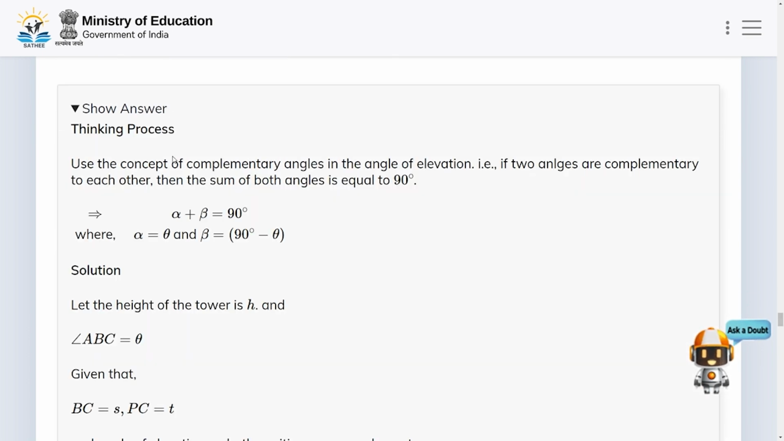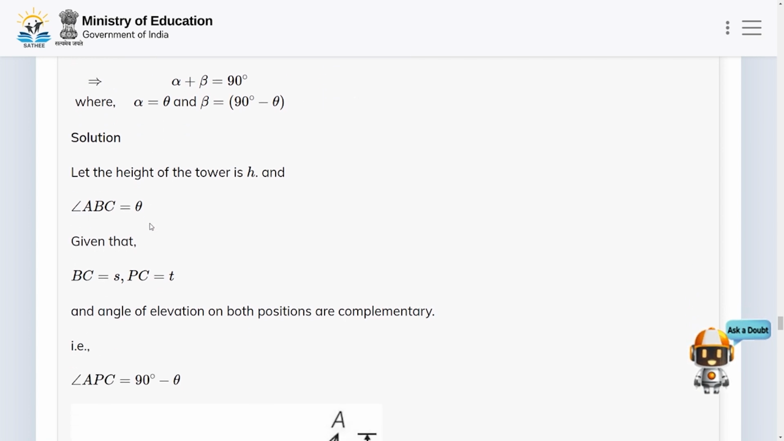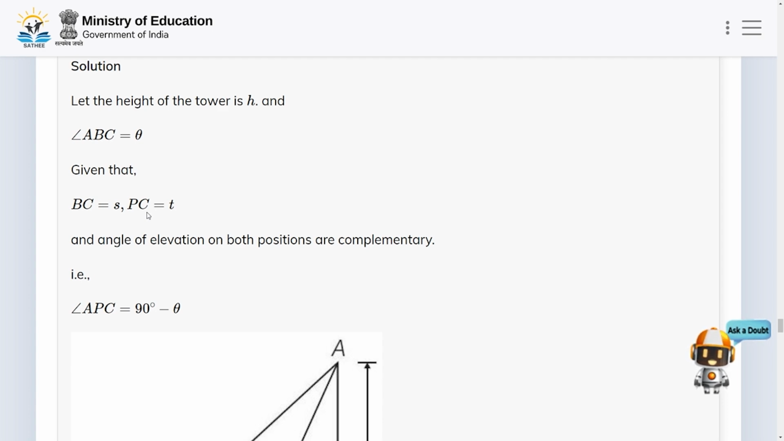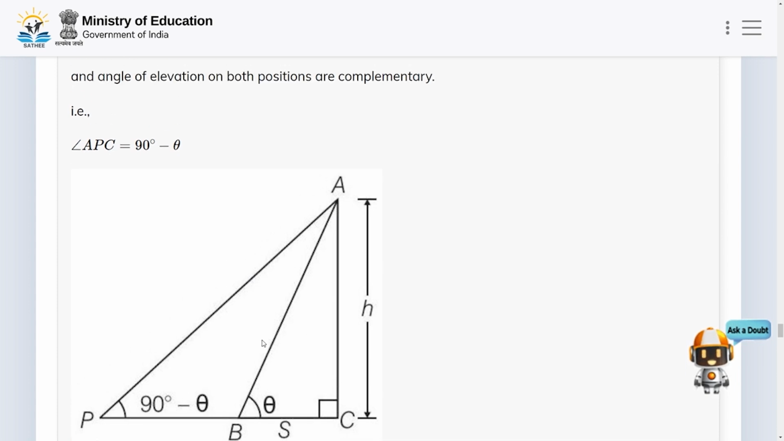So first of all, here we'll see how to think about this problem. Here basically use the concept of complementary angles in the angle of elevation. That is, if two angles are complementary to each other, then the sum of both angles is equal to 90 degree. It implies alpha plus beta is equal to 90 degree, where alpha is equal to theta and beta is equal to 90 degree minus theta. Okay. So now let us move to solution. So let the height of the tower be h, and here angle ABC is equal to theta.